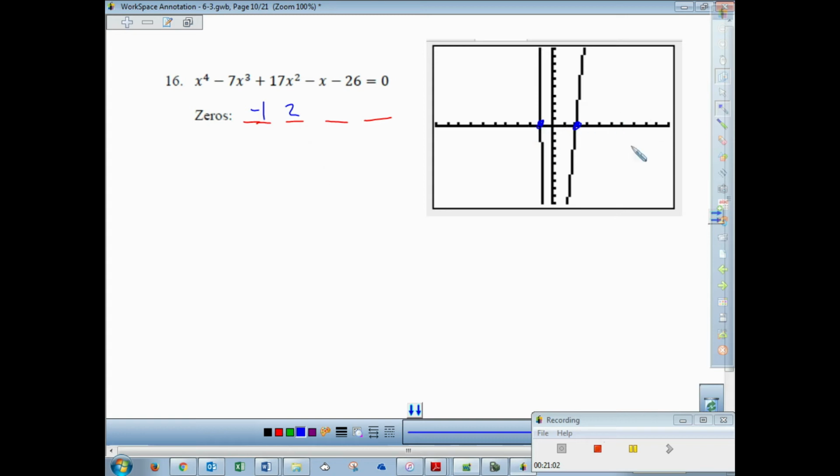You don't see any other places either. Take a wild guess what kind of roots they should be then. They should be imaginary. Is there any multiplicity going on? Does this root have multiplicity? Does he cross the x-axis or touch the x-axis? He crosses it, so no multiplicity. Same thing here. He crosses. There's no multiplicity either. So I'm looking for 2 imaginary roots. I'm glad that there's 2 because they have to come in pairs.